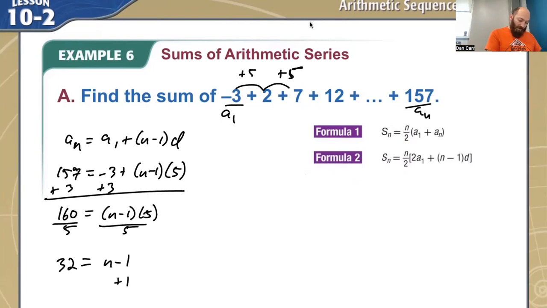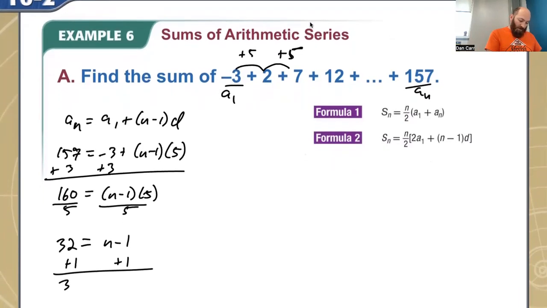My final step here is to add 1. So that tells me 33 for n. What that means is this is actually a sub 33. The 33rd term in the sequence is 157. Now that I know the number of terms, I can find the sum of all the numbers going from here to here. That's what this formula is going to be used for. We have everything we need for that formula.